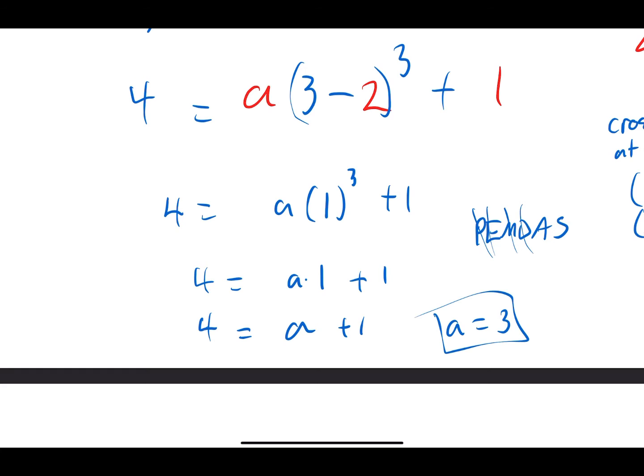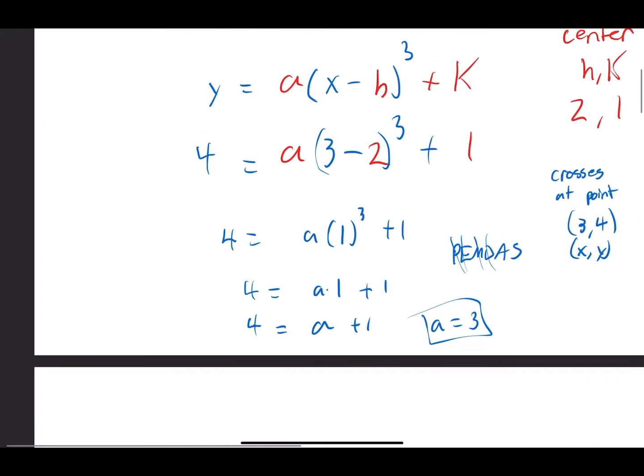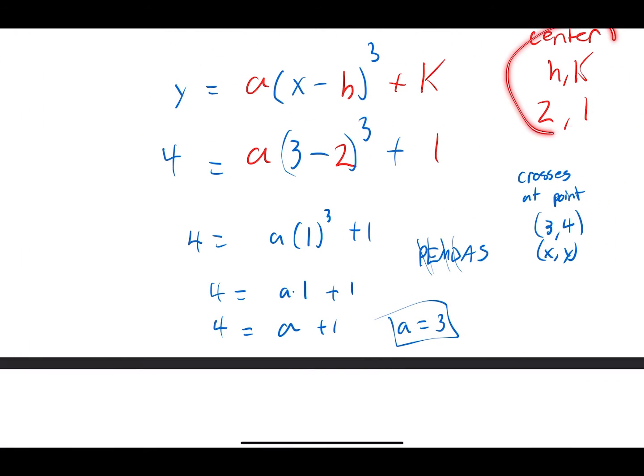So if you don't have a graph, there is a process. If you have an inflection point, your center, and one other point, you're golden. That's all you need to do to construct a function in its entirety. It's a, it's h, and it's k.